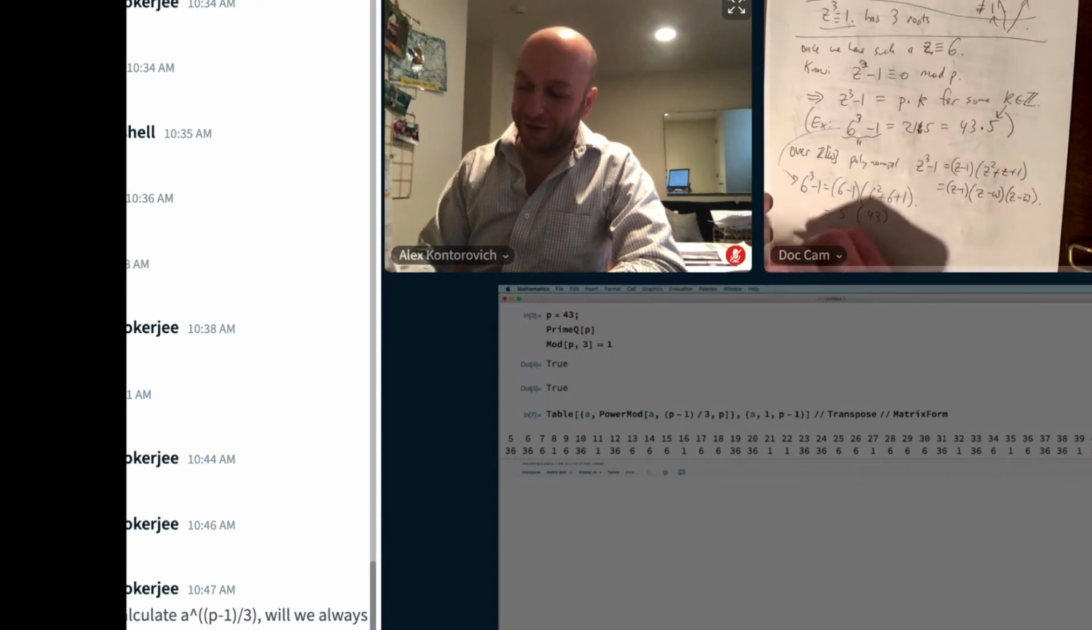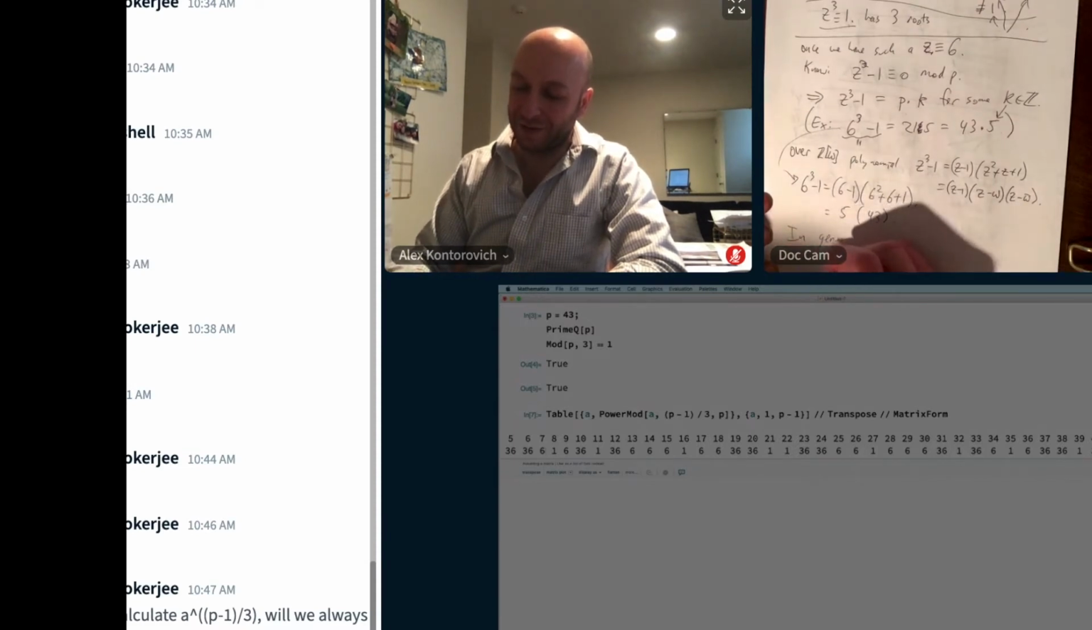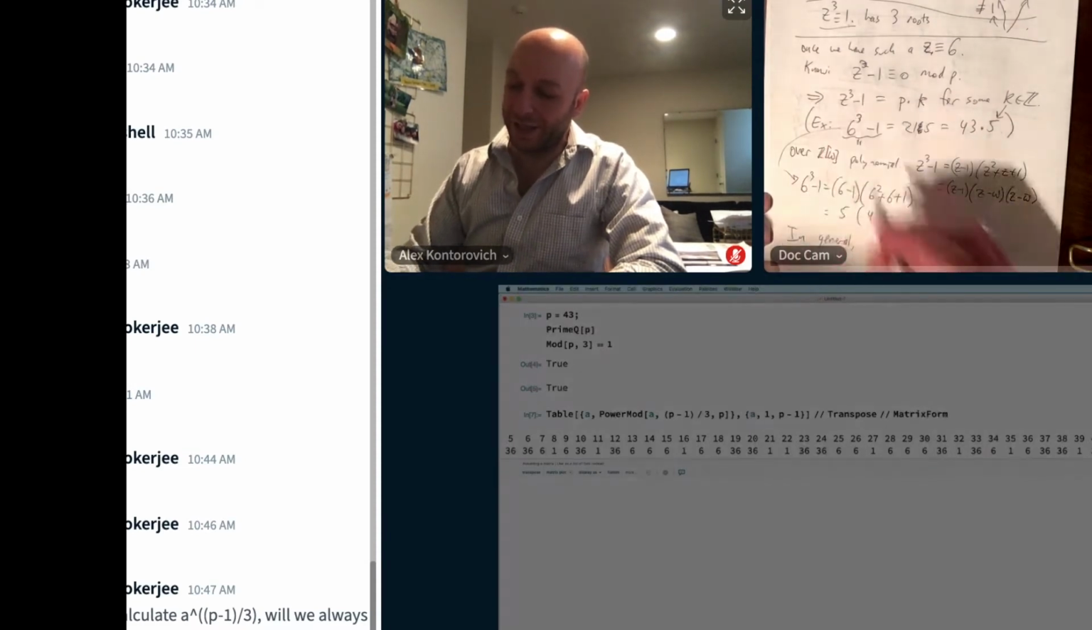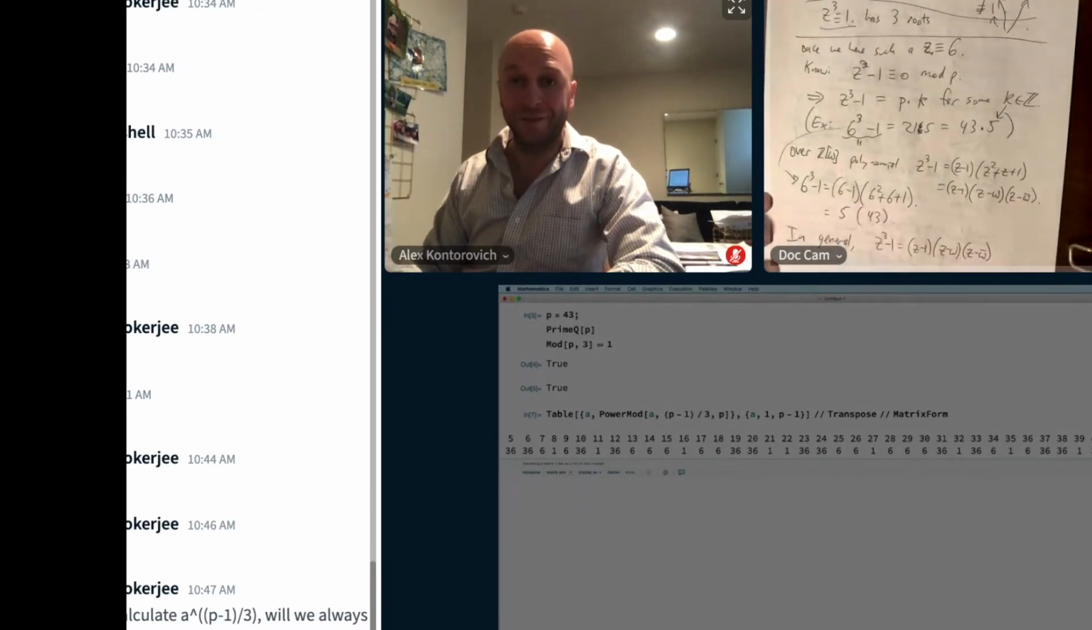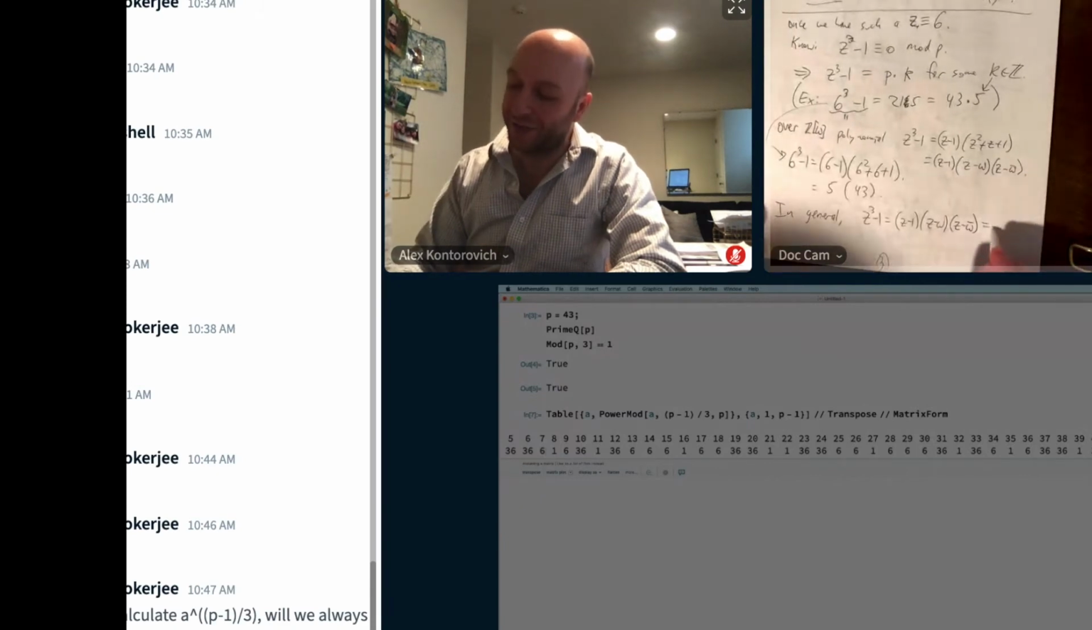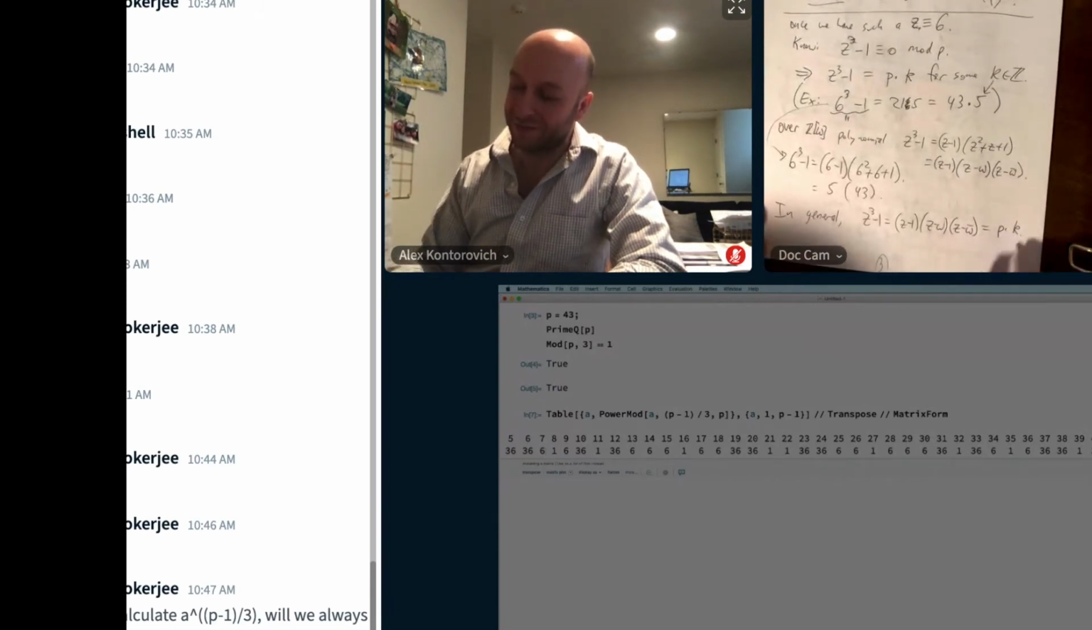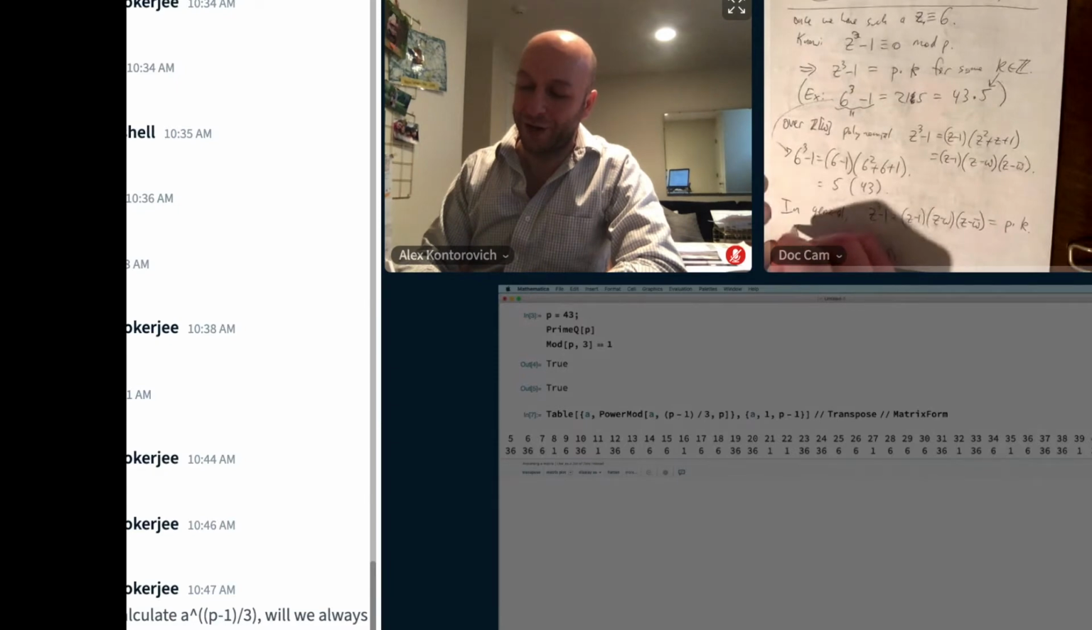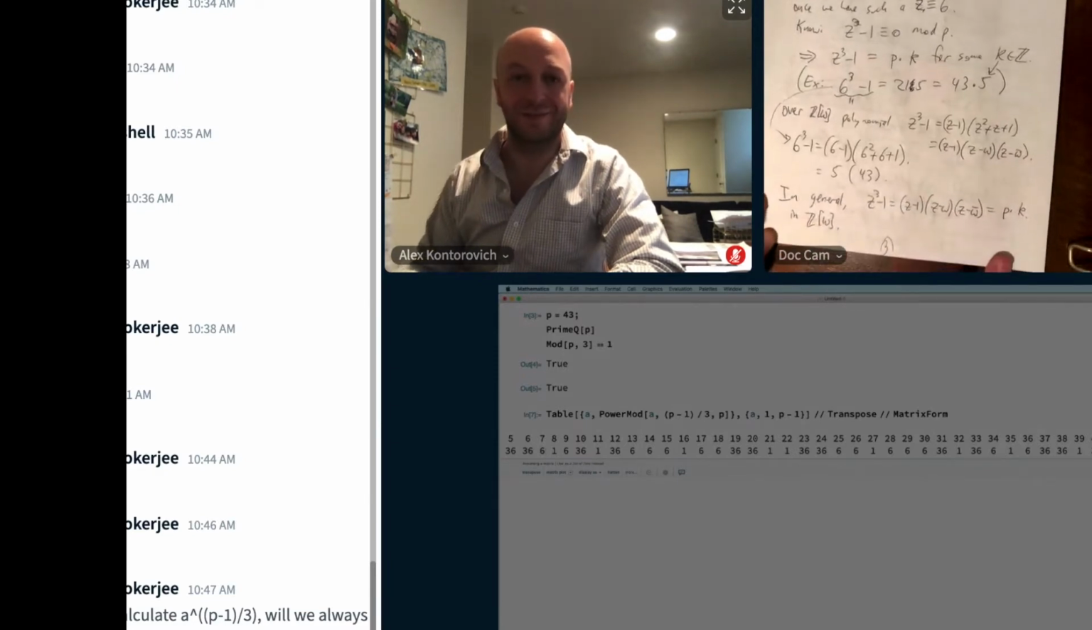In general, what we see is that z cubed minus 1, which factors as z minus 1 times z minus the cube root of unity times z minus omega bar, is equal to p times k. So this is an equation in the Eisenstein integers. So far, so good?